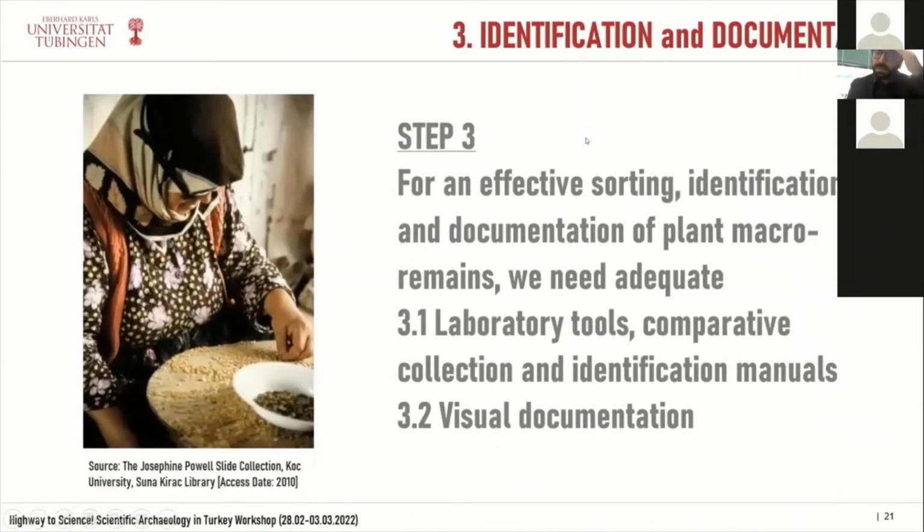The third step is the identification and documentation of plant remains. So now we are in the lab, and we are going to work in the lab. For effective sorting, identification, and documentation of plant remains, we need certain tools. These tools are laboratory equipment, a comparative collection, and identification manuals. Then, after we make our identification, we start to make the visual documentation of the plant remains.